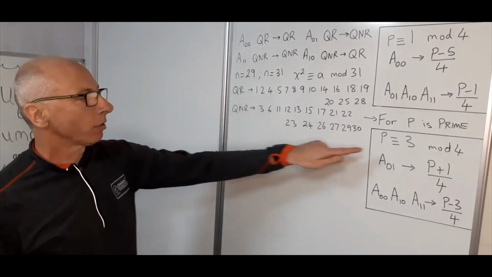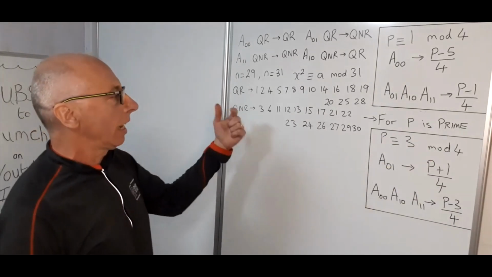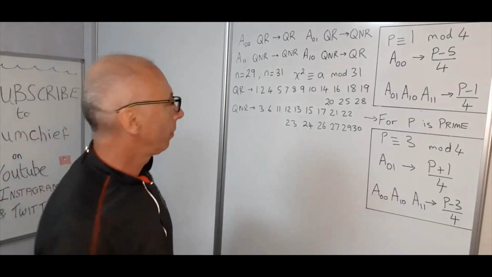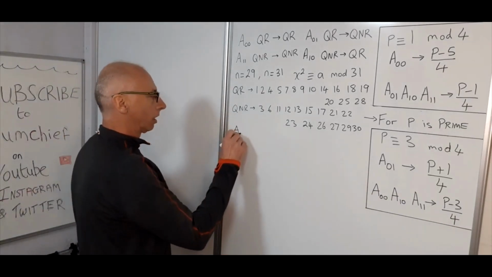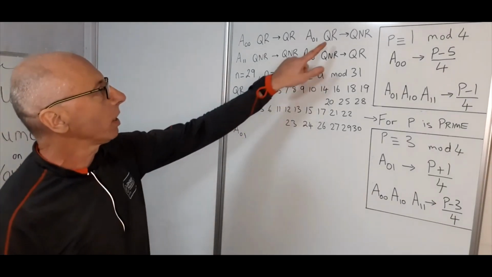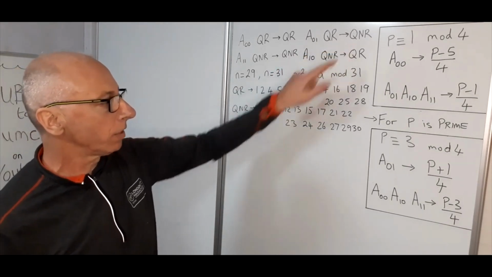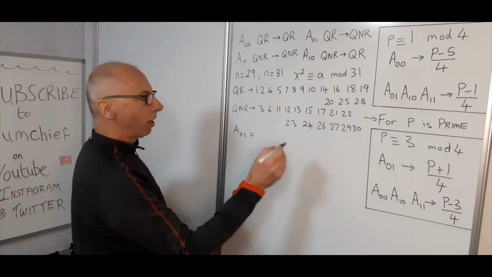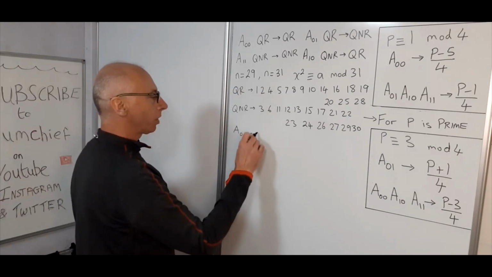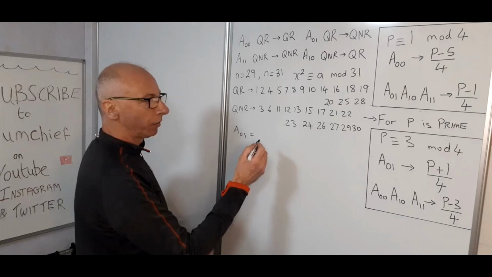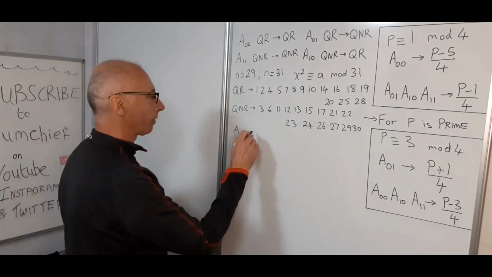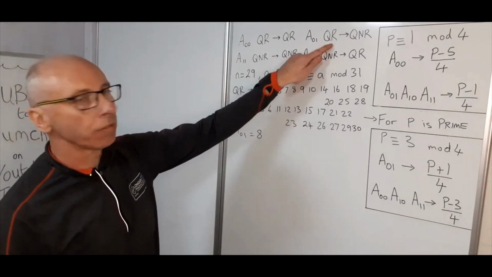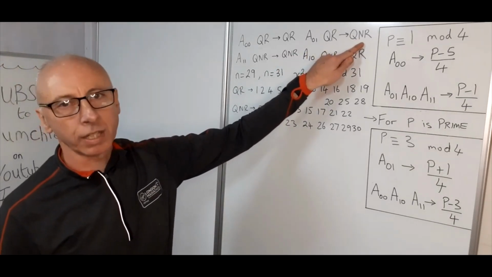So 31 is congruent to 3 mod 4 and 31 is a prime. So let's calculate A01 first. A01 is quadratic residue to quadratic non-residue. And our formula is p plus 1 over 4. So our prime number is 31. So 31 plus 1 over 4, that's 32 over 4, that gives us 8. So there should be 8 in the sequence which gives us quadratic residue followed by a quadratic non-residue.